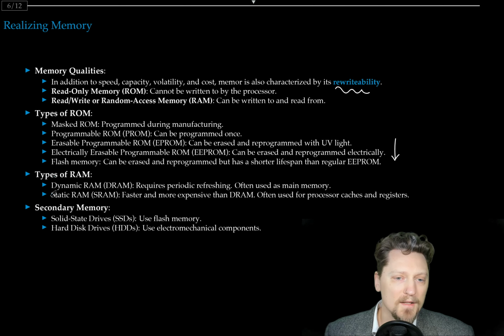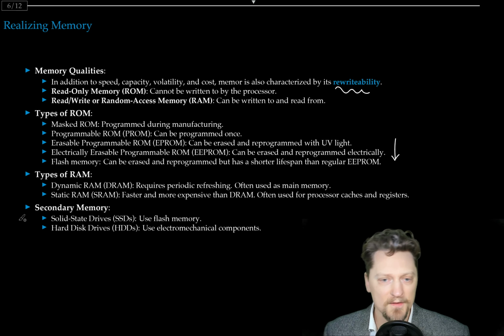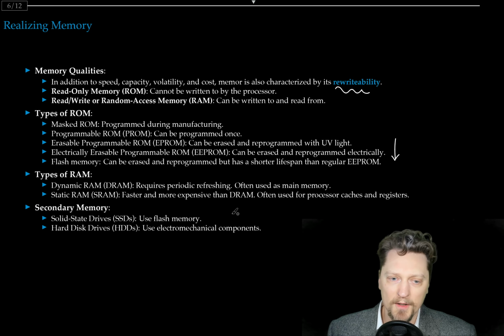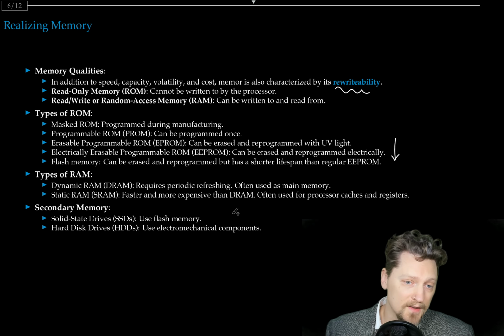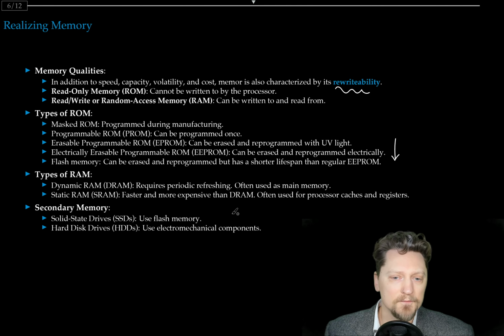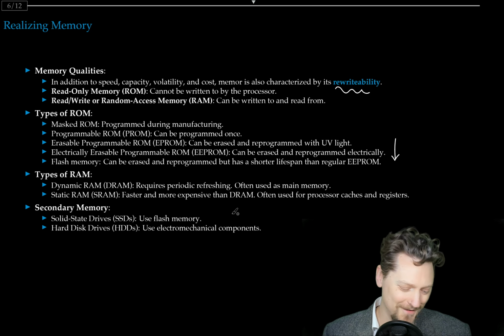So, secondary memory, solid state drives, SSDs, use flash memory, and hard disk drives, HDDs, use electromechanical components. They're usually a little slower, and they still keep hanging on though. We always predict the end of hard disk drives, and then they still seem to have value year after year.